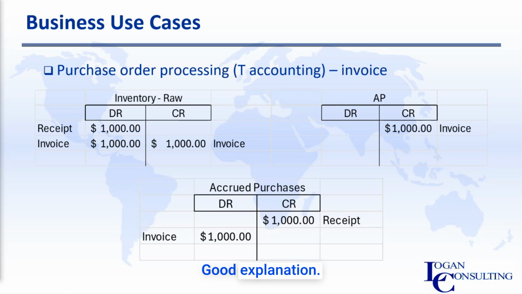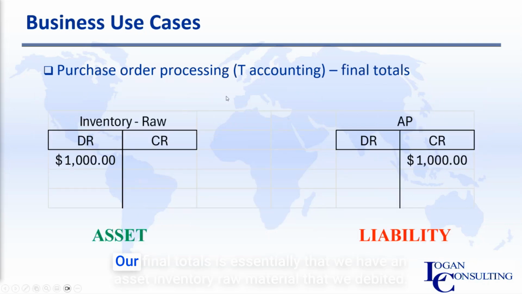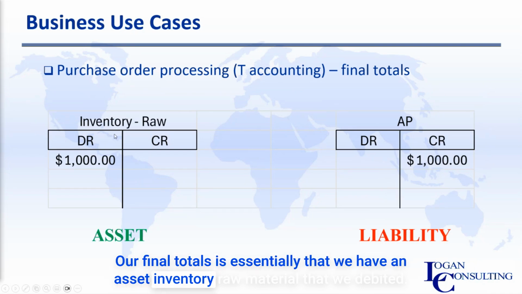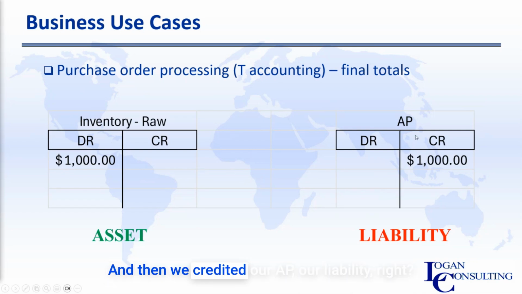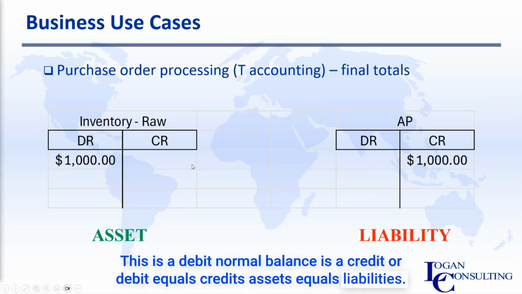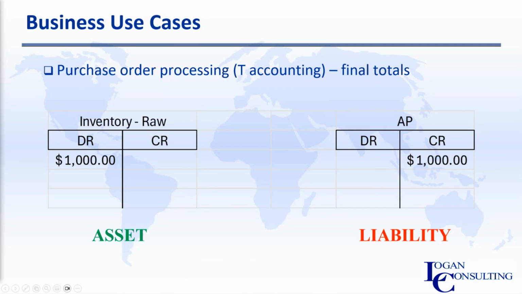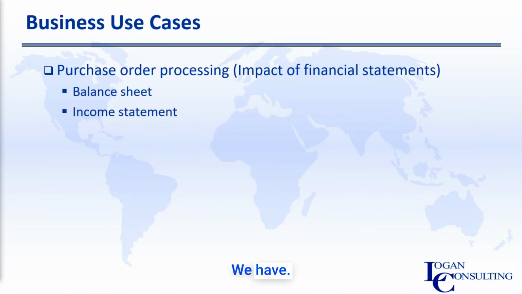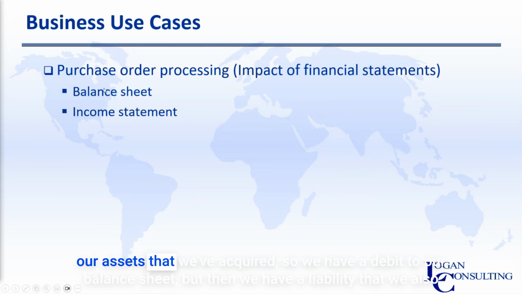Good explanation. Appreciate it. What do we have at the end here? Our final totals is essentially that we have an asset, inventory, raw material that we debited, and then we credited our AP, our liability, right? This is a debit, normal balance is a credit, our debits equal credits, assets equal liabilities, everything's in balance. Our impacts, we have our assets that we've acquired.